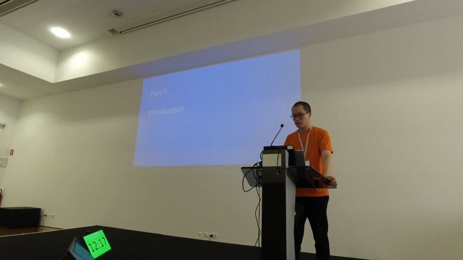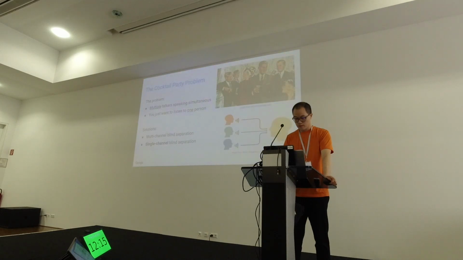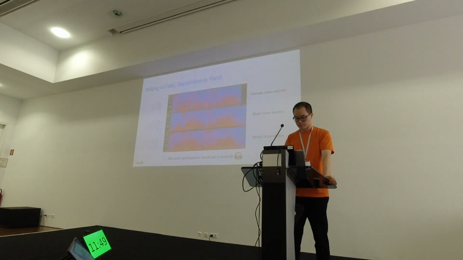Okay, the demo is cool, so let's see how it works. The problem we are solving is known as the cocktail party problem. When multiple talkers are speaking, and you only want to listen to one person, that's easy for humans, but difficult for machines. If there are multiple channels, like a human has 2 ears, multi-channel blind separation algorithms can be used. But many devices, like the mobile phone, only have one microphone. Then single-channel blind separation algorithms can be used.